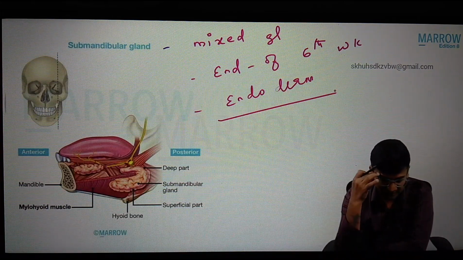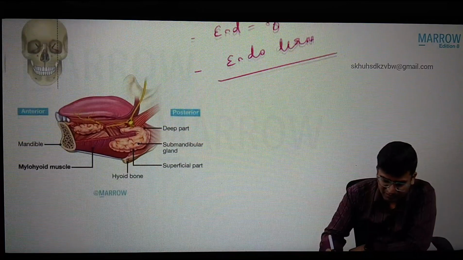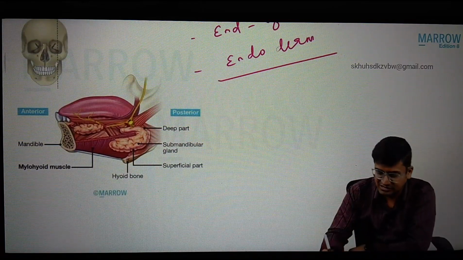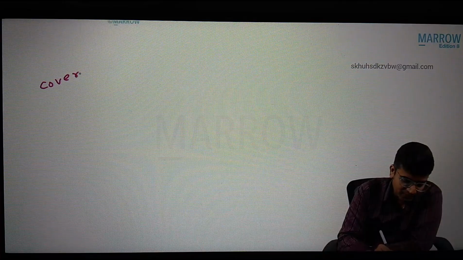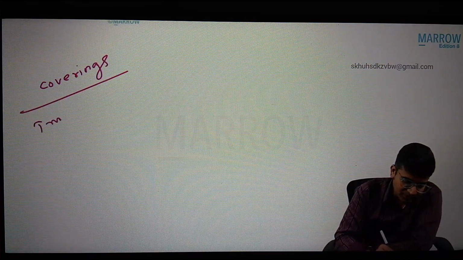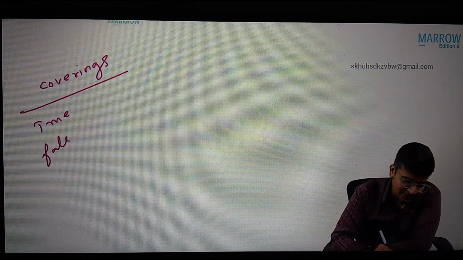Okay, now see the diagram. Now as usual, we're going to see the coverings of the submandibular gland. So coverings as usual, we have the true capsule and the false capsule.